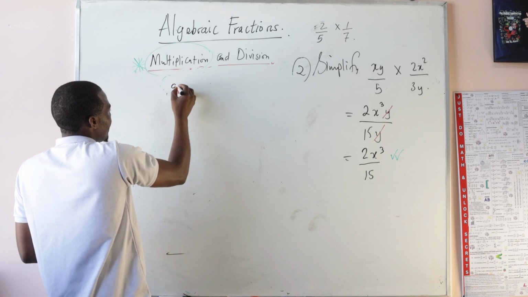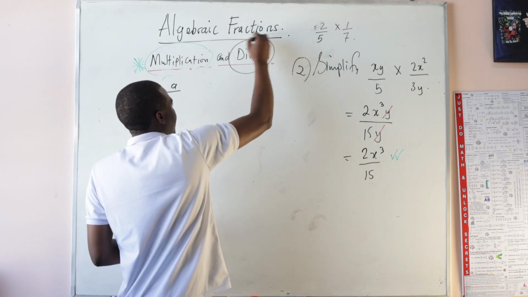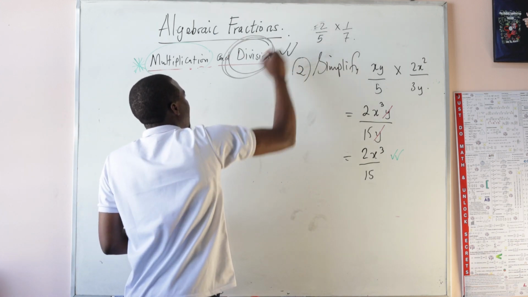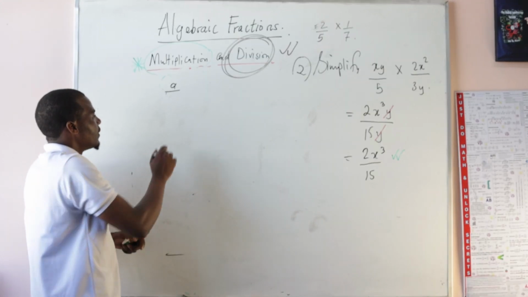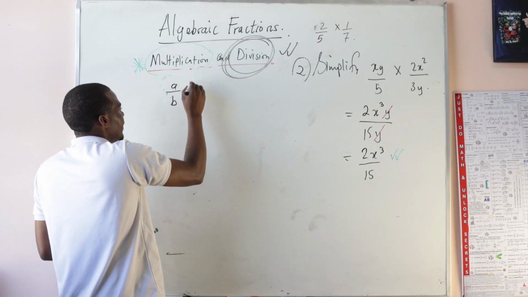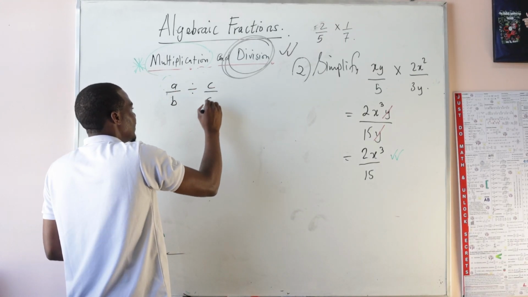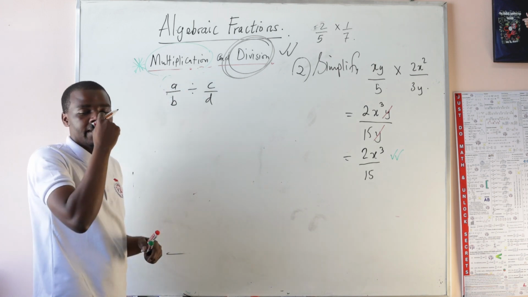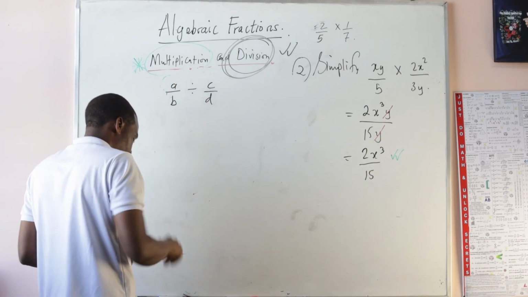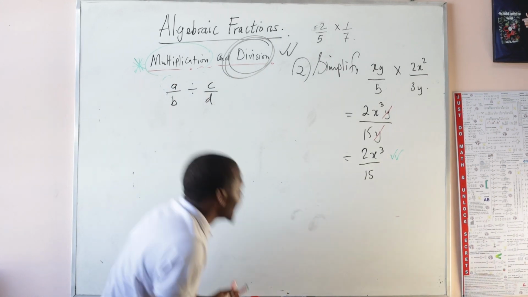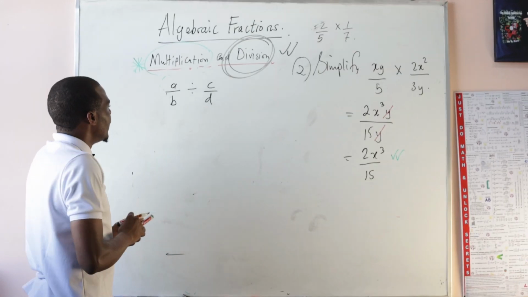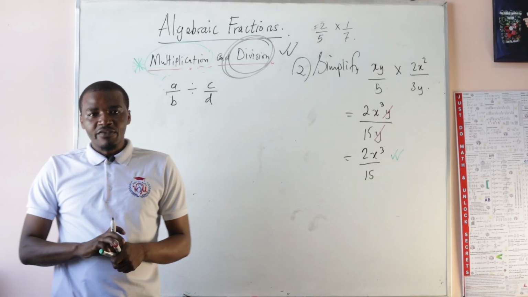So now we're looking at division of algebraic fractions. Let's say we've got a over b divided by c over d. You have a certain fraction that you are dividing by another fraction. So how are we going to divide these fractions?